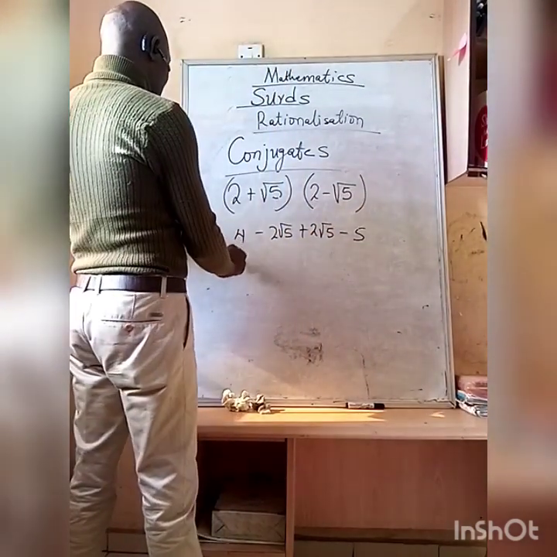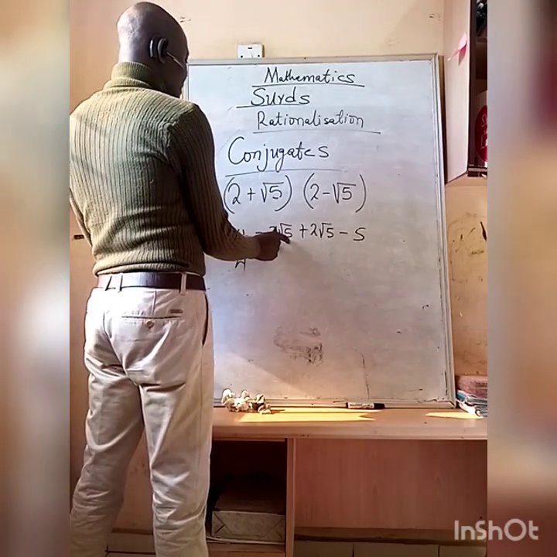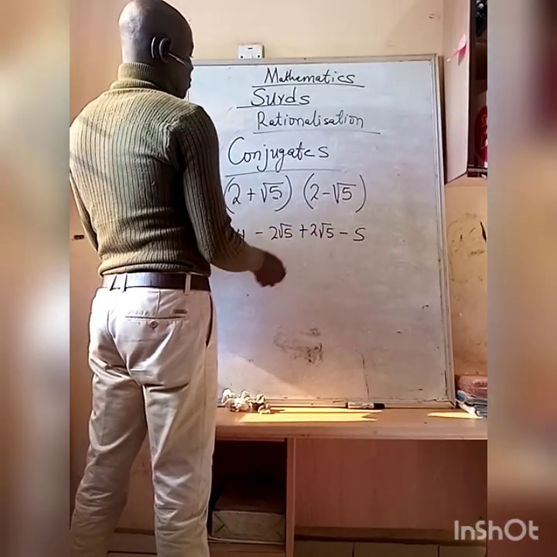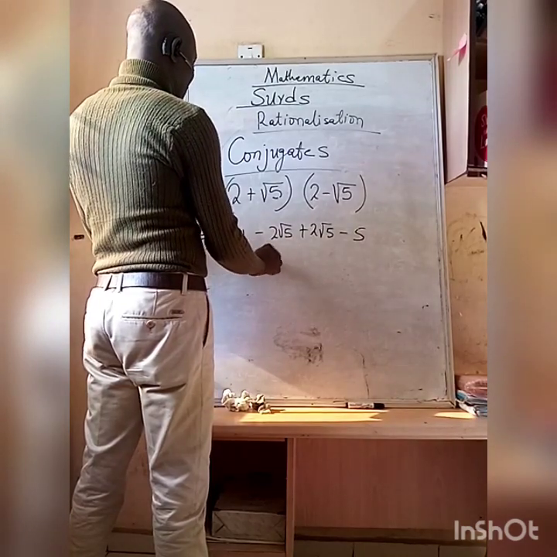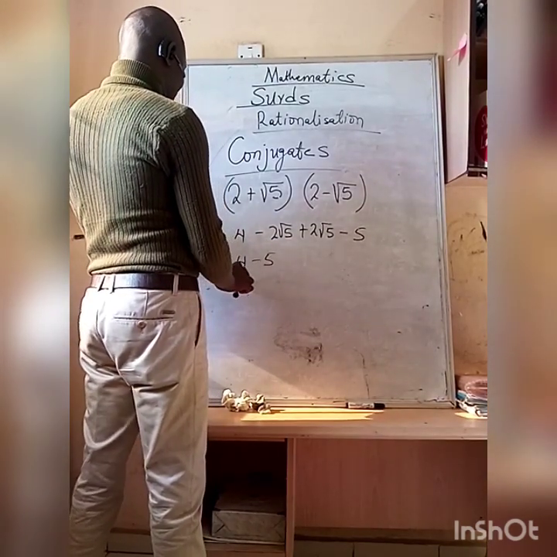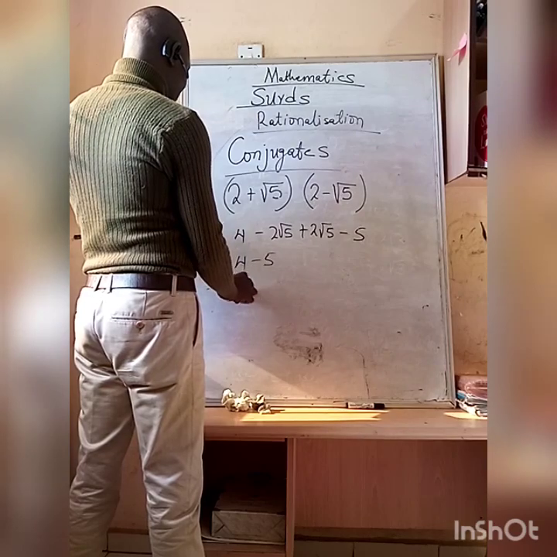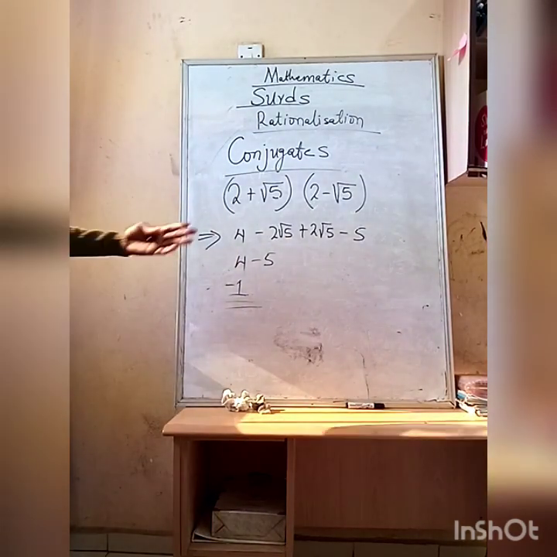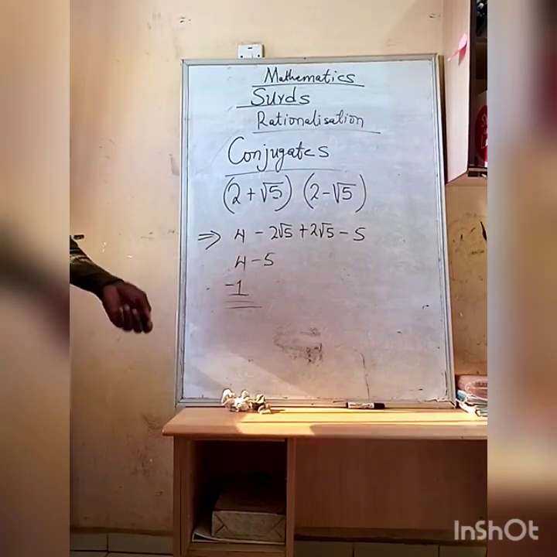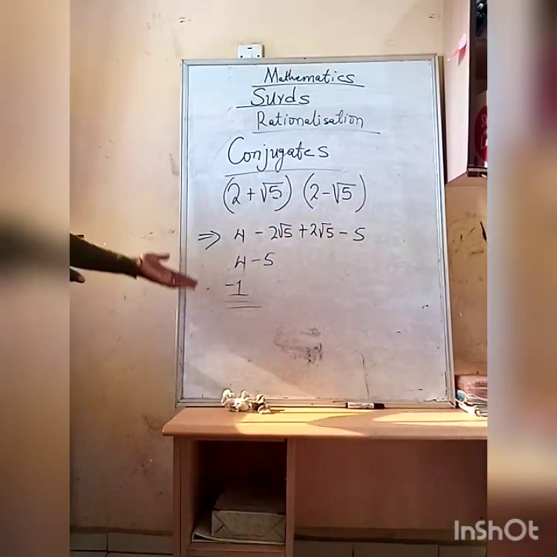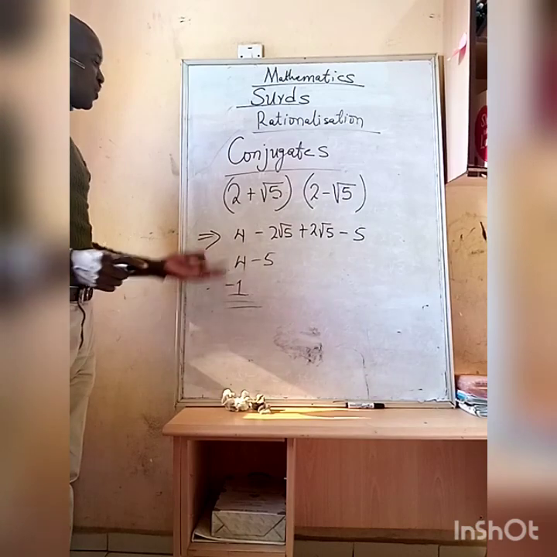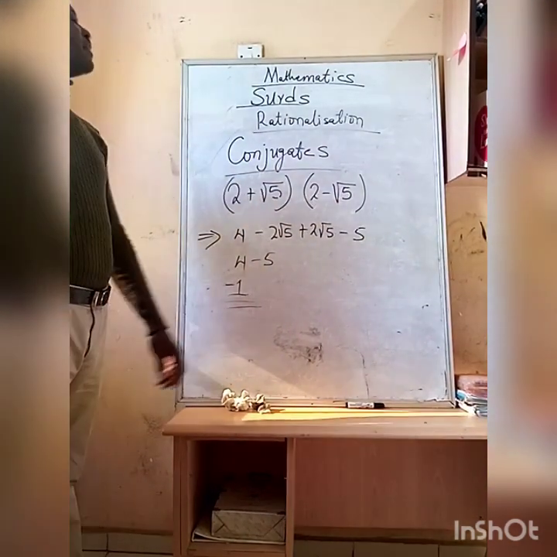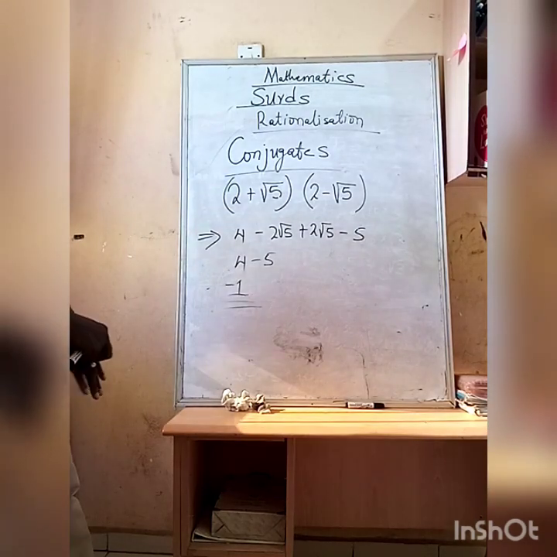So we are now going to have 4, and minus 2 root 5 plus 2 root 5 cancel out. So we now have 4 minus 5, and that leaves us with negative 1, which is a rational number, because negative 1 over 1 is rational. Negative 10 over 10 is negative 1, which is still rational. So this now confirms that these two surds are conjugates.